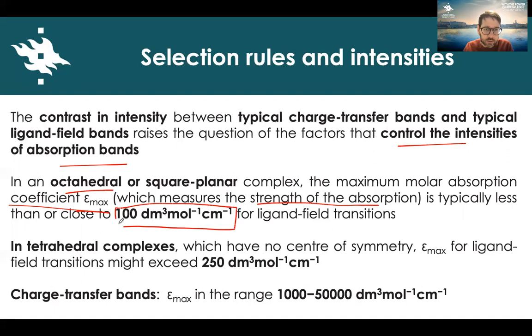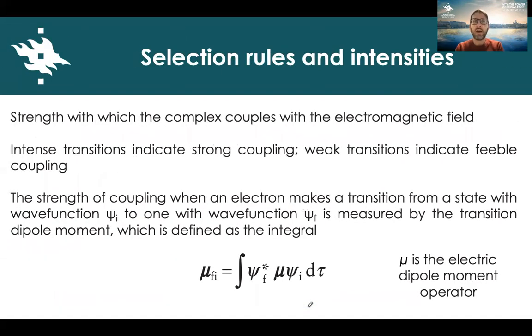cubic decimeters per mole per centimeter. For tetrahedral, this value is 250. And for charge transfer bands, this is much higher already. And the intensities of these bands are actually dictated by selection rules.